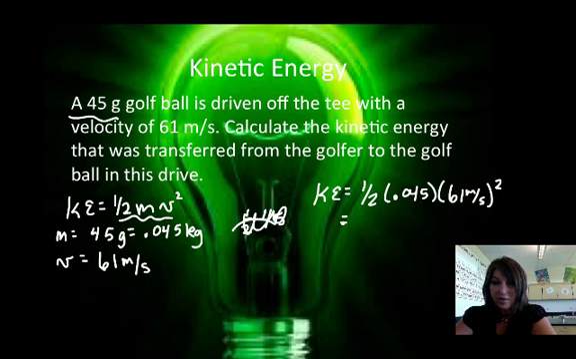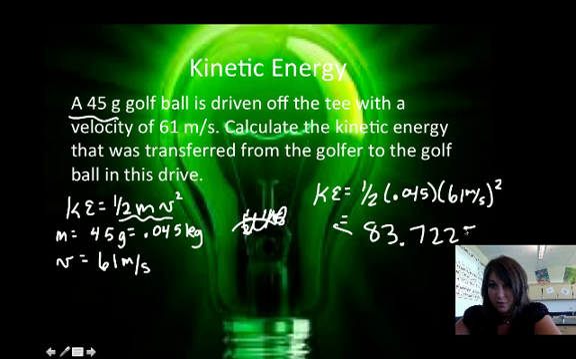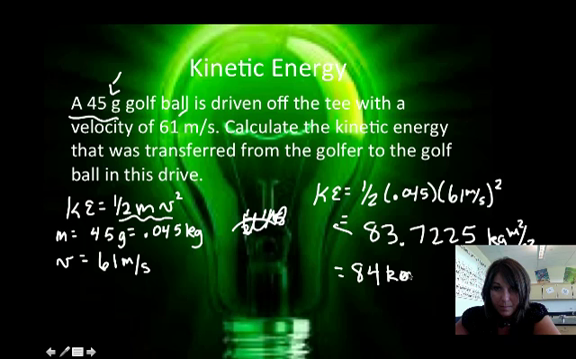So we take 1/2 times 0.045, and then don't forget to square the velocity, and I get a total kinetic energy of 83.7225. Now, just because I get all of this stuff in my calculator doesn't mean I get to keep it all. I have 2 sig figs. So we're going to call that 84 kilogram meters squared per second squared, which is the same thing as joules. So 84 joules of energy.